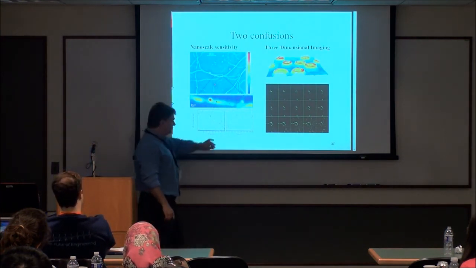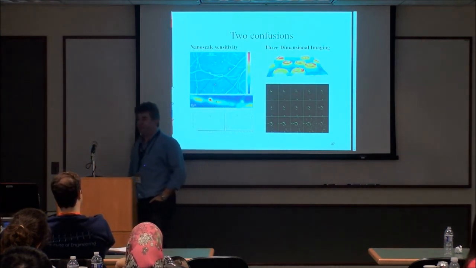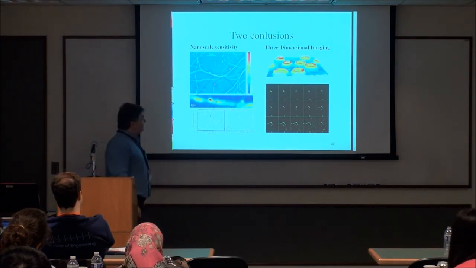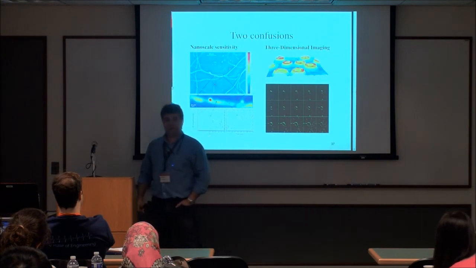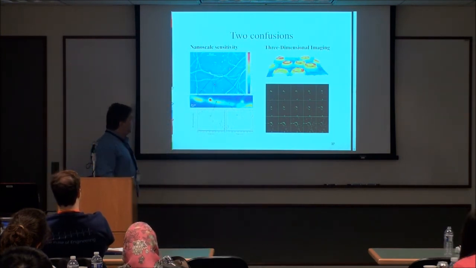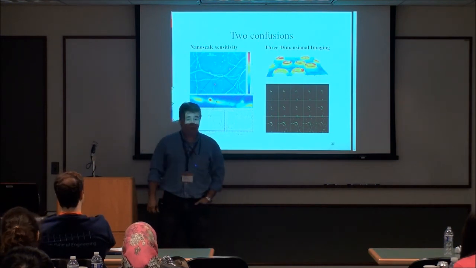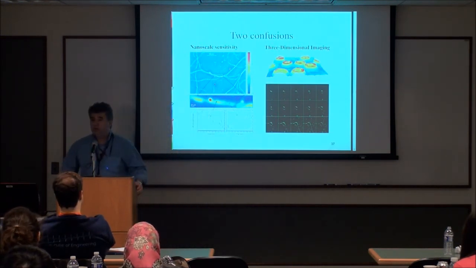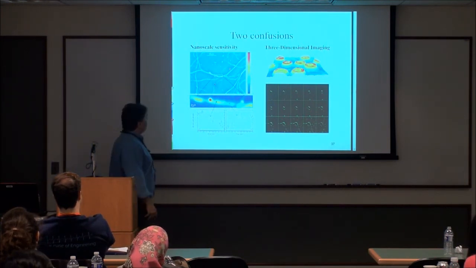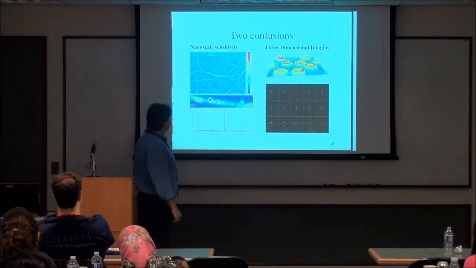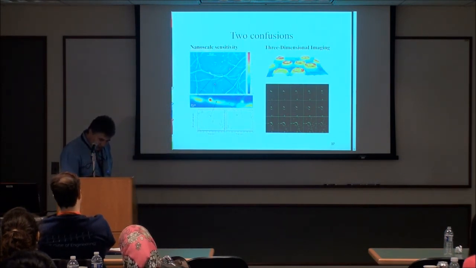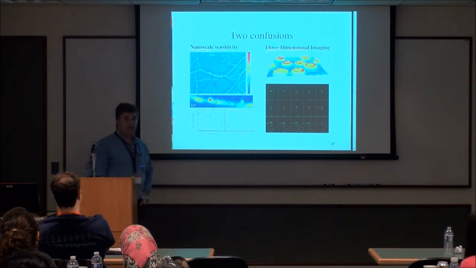I want to point out 2 confusions about this field. Probably for those of you who read the optics journals, you may notice that there are many methods of quantitative phase imaging being developed pretty much every week. And there are 2 big confusions that still persist in the literature. One is people talk about nanoscale, and one is about 3-dimensional.